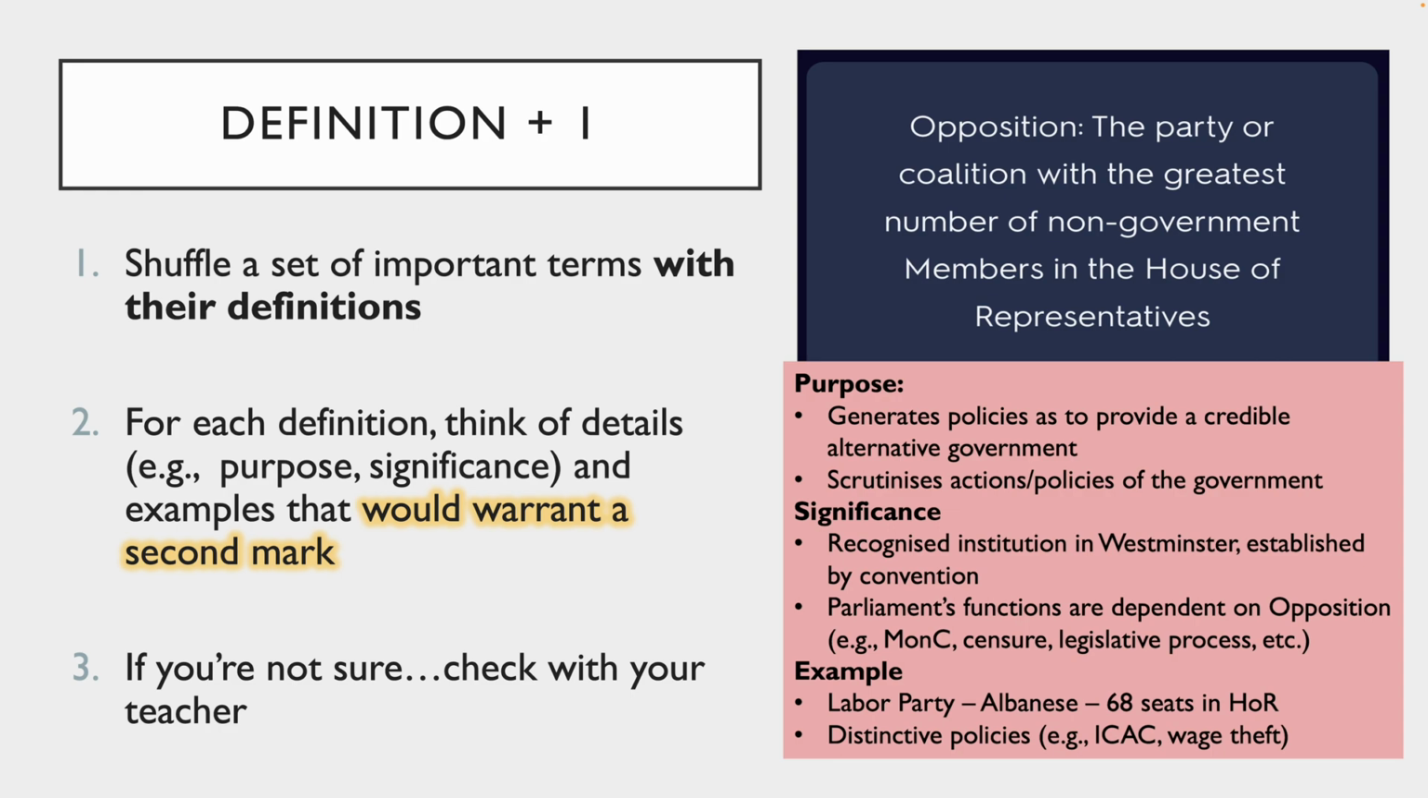And ideally, you could have an example to go with this. You could discuss the Albanese opposition that, as of the time of recording, had 68 seats in the House of Representatives. You could discuss its distinctive policies. So, for example, the Independent Commission Against Corruption, wage theft.